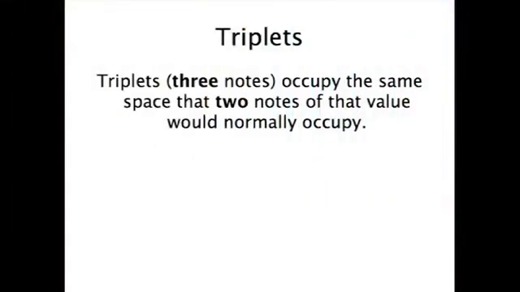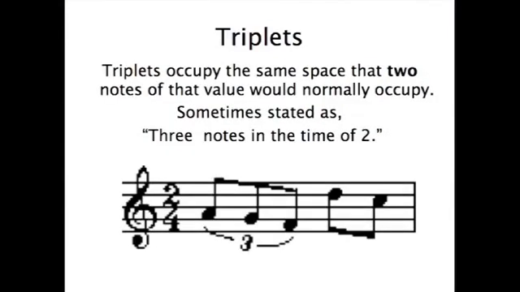Okay, triplets. Triplets are 3 notes that occupy the same space that 2 notes of that same value would normally occupy. Sometimes we say that's 3 notes in the time of 2. So that example that I'm showing right now is a triplet and then 2 8th notes. So it's an 8th note triplet. Those 3 notes take up the exact same amount of space as the 2 8th notes do.